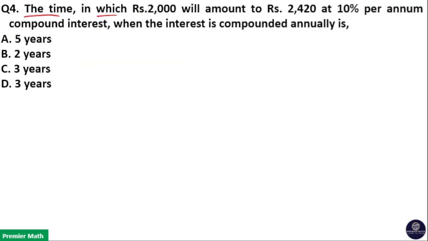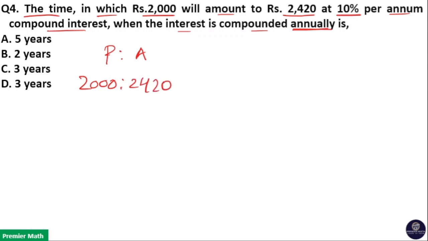The time in which rupees 2000 will amount to rupees 2420 at 10% per annum compound interest when the interest is compounded annually. Now take the ratio between principal and amount. Here principal is 2000 and amount is 2420. Now take the ratio. 0, 0 cancel. If I divide it with 2, this is 100 and this is 121. Now this 100 and 121, write it in terms of power. That is 10 square is to 11 square.